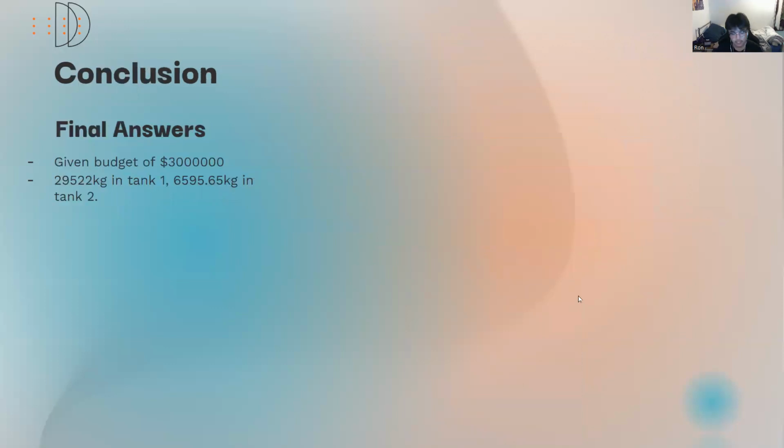And in conclusion, given a budget of $3 million, the most optimal fuel mass distribution to send the rocket out of the atmosphere with the highest kinetic energy is about 29,522 kilograms in fuel tank 1 and 6,595.64 kilograms in fuel tank 2.